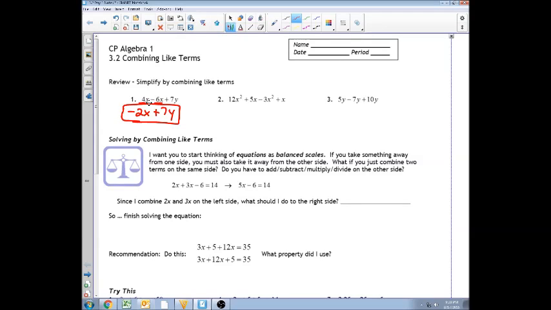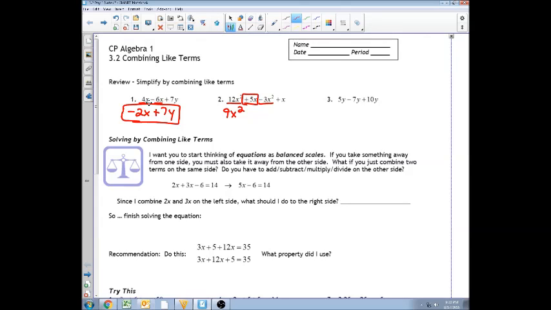Number 2 is a little trickier. I got a few more things to worry about. In order to be like terms, the variable must be the same and the exponents must be the same. So 12x squared is the first thing I come up to. Is there another x squared up here? Yes, there is. It's the negative 3x squared. So 12x squared minus 3x squared would be 9x squared.